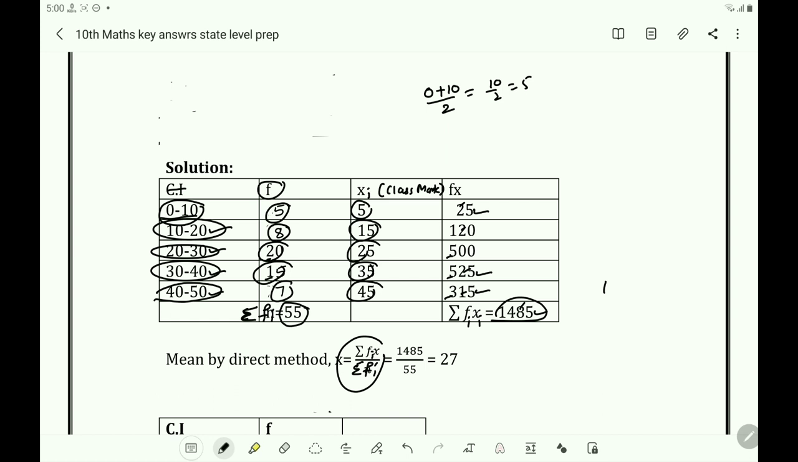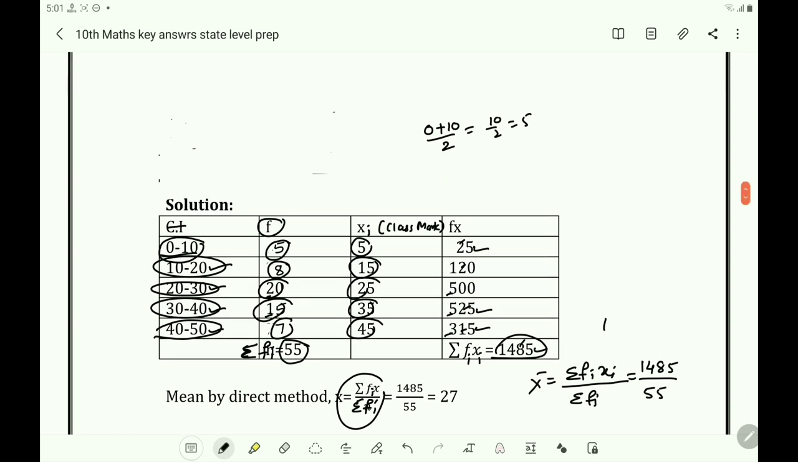What is that formula? You must write x bar equals sum of fi xi divided by sum of fi, which is equal to 1485 divided by 55. If 1485 is divided by 55, here 148 is there, so 55 2s are 110, 8, here 3 is remaining. Take this 5. And you know that 5 17s are 85.